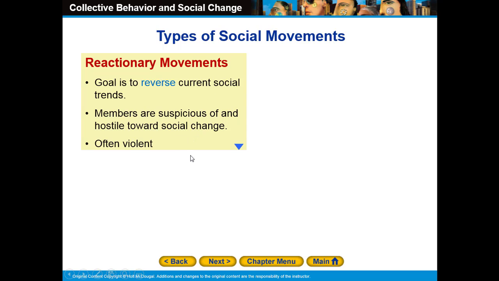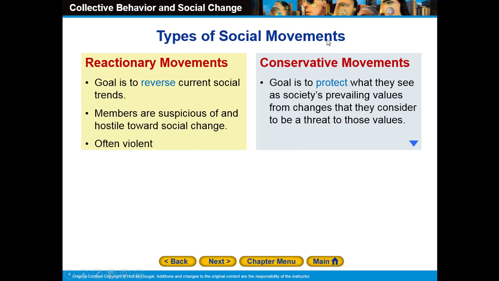Okay, not all the movements will stop at this point. Some of them will pass. After passing, they will turn to be a conservative movement. The conservative movements, their goal is to protect what they see as the society's prevailing values from changes they consider to be a threat to the societal values. For example, if a group of people see some change in the society, after a period of time it will cause a social change. So this group of people will simply try to protect the social values from the threat that happened due to the social change.